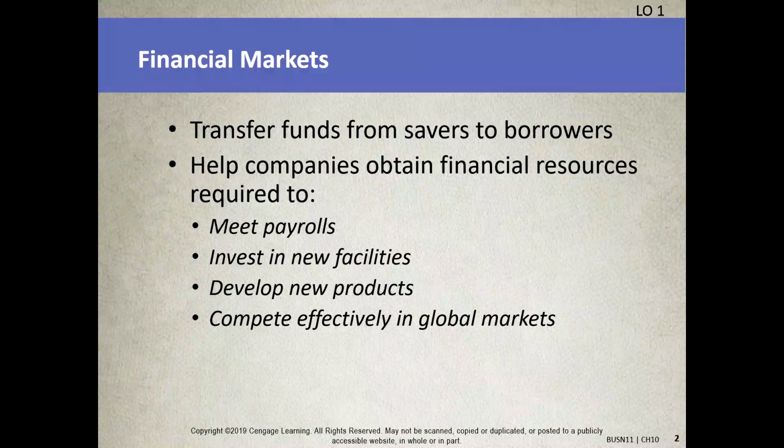Now, financial markets are essentially intermediaries that allow us to transfer funds from savers to borrowers, and they help companies obtain financial resources required to meet a variety of business needs. Okay, so today most companies operate with some kind of revolving line of credit, and these lines of credit allow them to meet payroll, obtain resources, invest in new product development, and meet a variety of other business needs. Without financial markets, companies wouldn't have the access to cash that they need in order to do all of this.